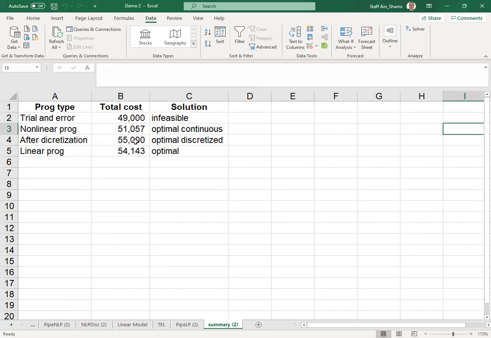After discretization, we arrive at a feasible discrete solution, but the cost, of course, increased. When we use the linear model, we obtained an optimal solution, a global optimal solution, and the cost is even less than the optimal discrete solution and has a value of 54,143 monetary units.